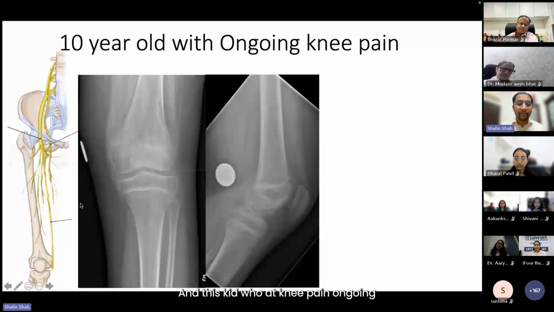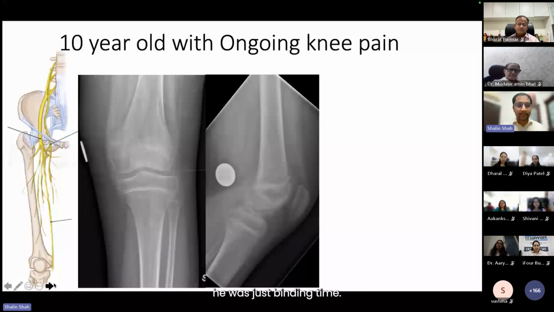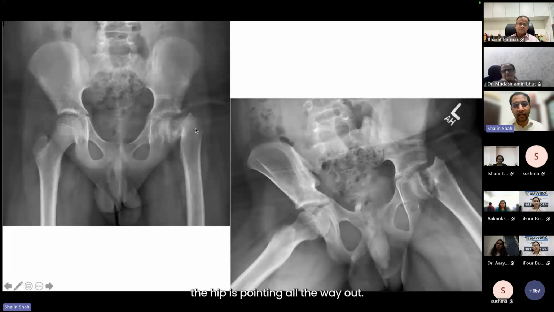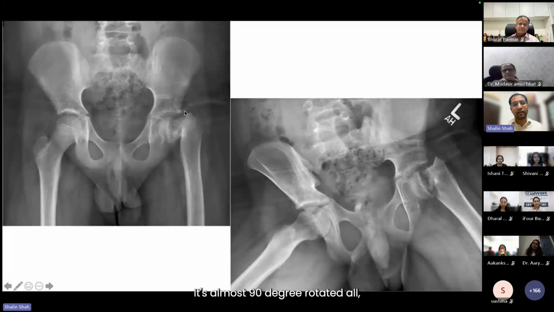And this kid who had knee pain ongoing for the past 1 year had knee X-rays and was told everything is normal. So he was just biding time, and gradually his gait got really worse by the time he reached us. And when we got an X-ray, you can see the hip is pointing all the way out. It's almost 90 degrees rotated to the outside. So it's a chronic slipped capital femoral epiphysis, and the femur is pointing this way, the hip joint is pointing this way. There's a 90-degree disorientation in the way they are pointing towards each other.